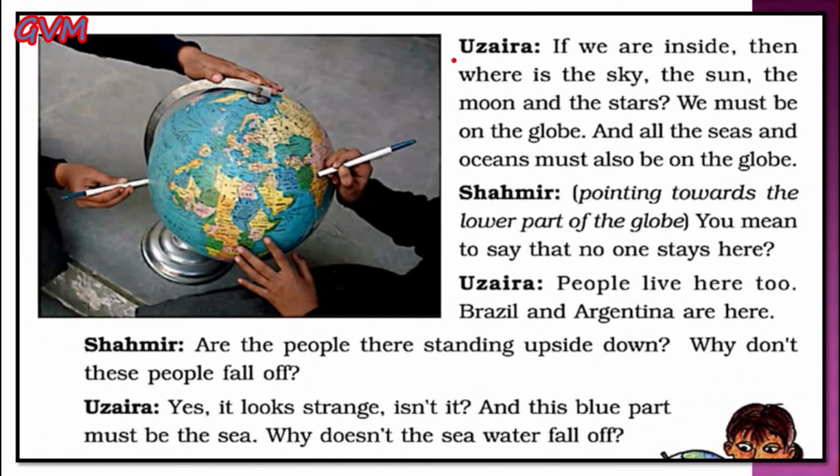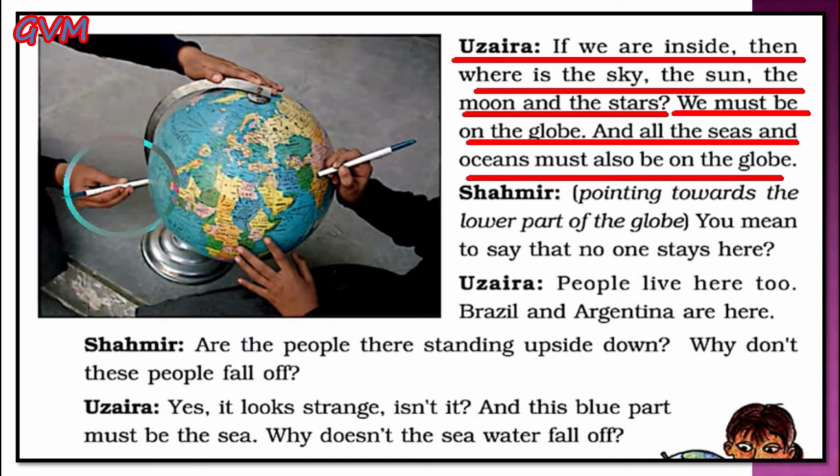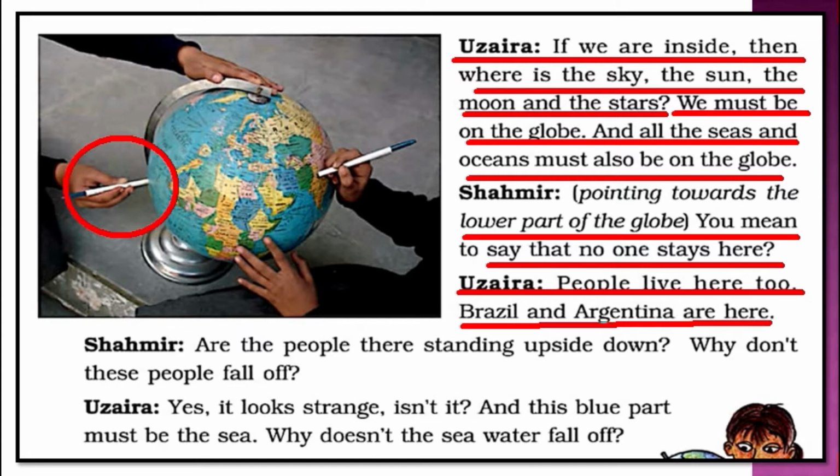Then students, Uzaira said, if we are inside, means inside the Earth, then where are the sky, the sun, the moon and the stars? Then she replied to Shahmir that we must be on the globe, means on the outside of the globe, and all the seas and oceans must also be on the globe. Then students, Shahmir, pointing towards the lower part of the globe, as you can see here in this image, questioned her, you mean to say that no one stays here, means on the lower part of the globe? Then Uzaira replied to Shahmir, no, people live here too, means on the lower part of the globe, like Brazil and Argentina are the countries here where people live.